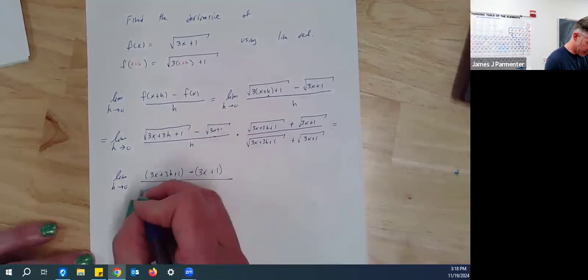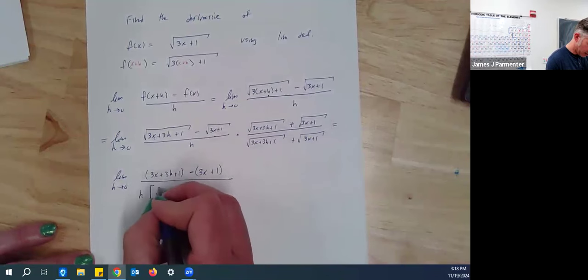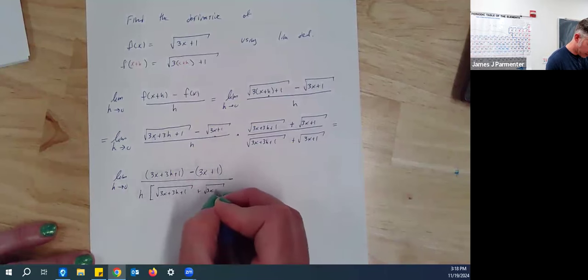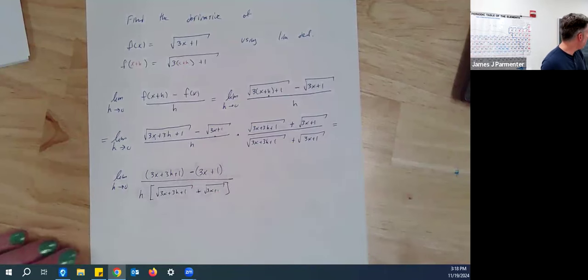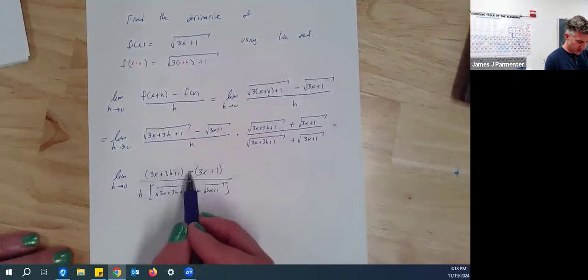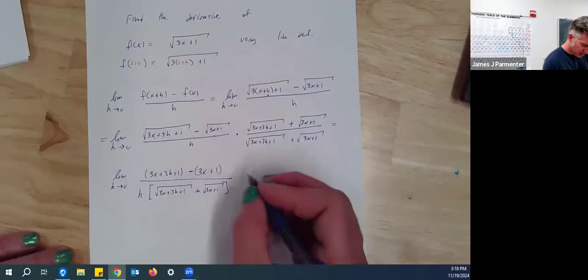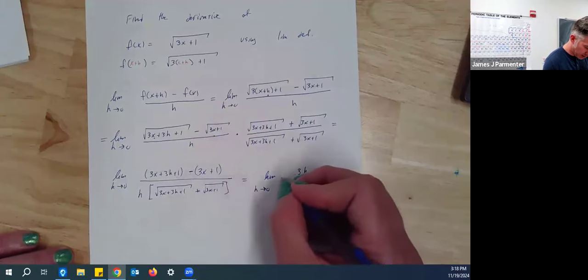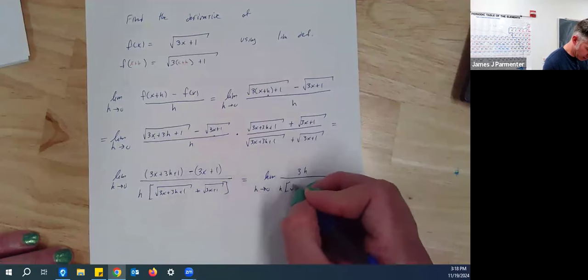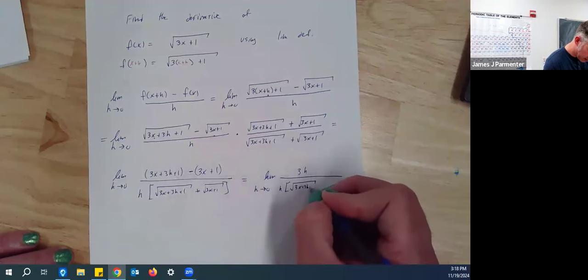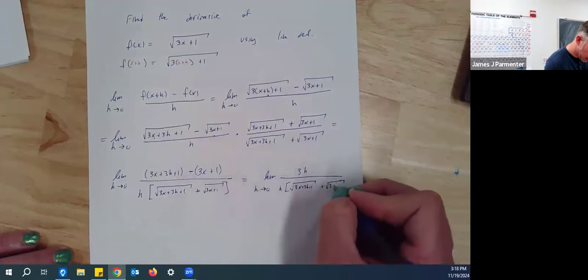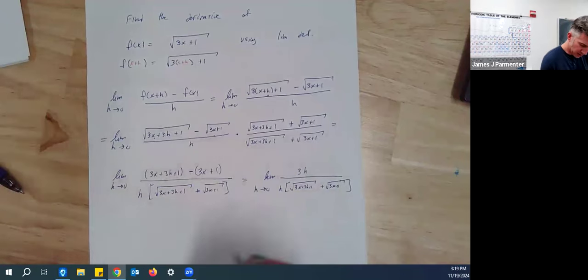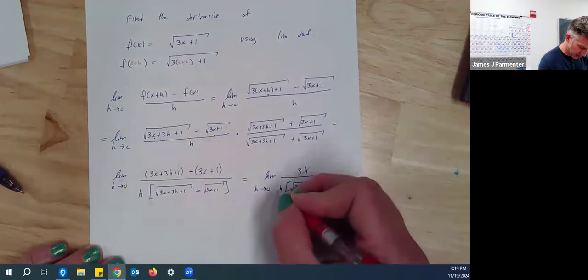The denominator, we're just going to leave as is. It's going to be h times all this stuff: the square root of 3x plus 3h plus 1 plus the square root of 3x plus 1. We simplify the top. And I'm going to point out that the 3x minus the 3x will cancel, and the 1 minus the 1 will cancel. So we're going to be left with the limit as h goes to 0 of just 3h on top divided by h times all that stuff on the bottom. Here we don't even have to factor out an h because there's only one term, so the h's just get to cancel. So 3h divided by h is just going to be 3 on top.